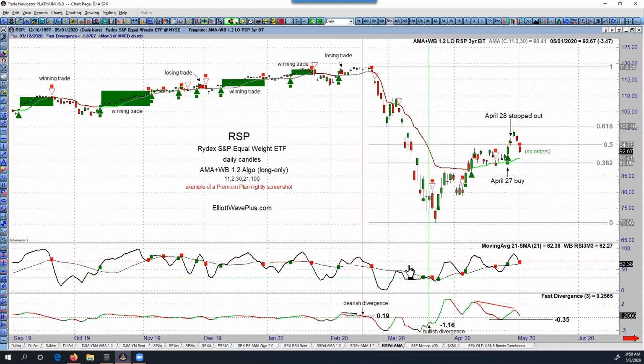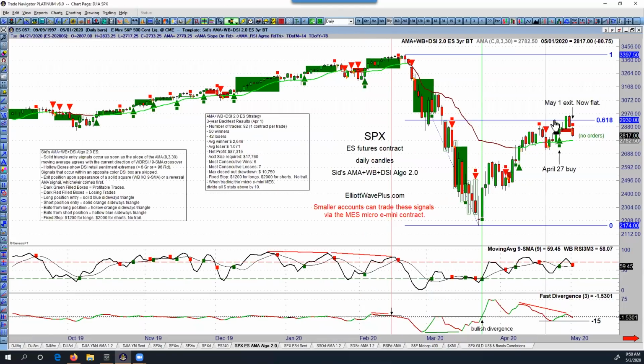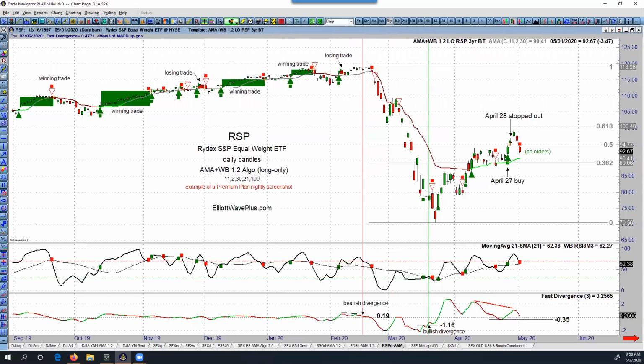I've been tracking, just for fun, this RSP, the S&P equal weight ETF. You'll notice on that one, let me get back to the regular ES. On this one, you can see price snuck up a little bit above the 0.618 retrace, but on an equal weighted basis, the S&P was unable to reach the 0.618. That's just a very quick comparison of those two, and it shows that the larger stocks are still dominating price to some degree.